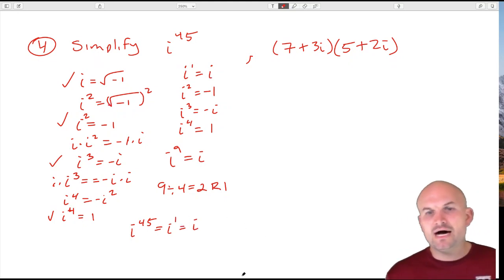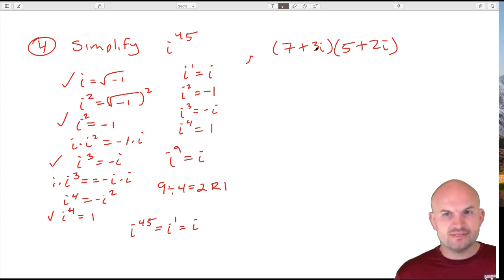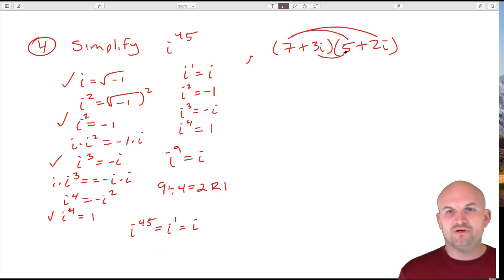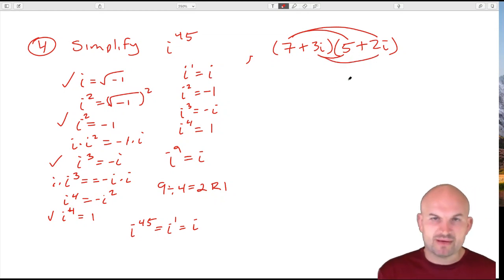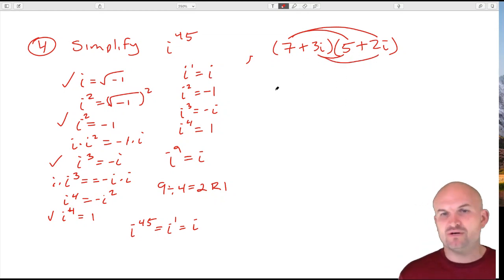Okay. The next one is just multiplying binomials. Here we can just do the distributive property or FOIL. The really only interesting thing here is that when we're multiplying with i's, we're going to get an i squared, so we're going to want to simplify that. So 7 times 5 is 35. 7 times 2i is going to be 14i. 3i times 5 is going to be a positive 15i. And 3i times 2i is going to be a positive 6i squared.